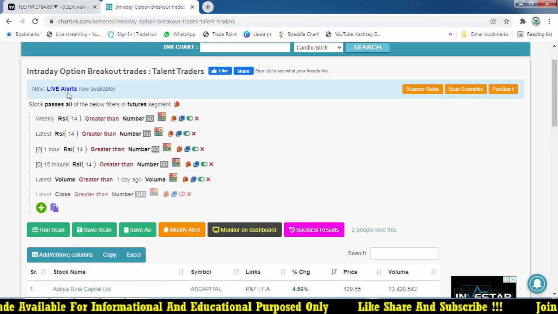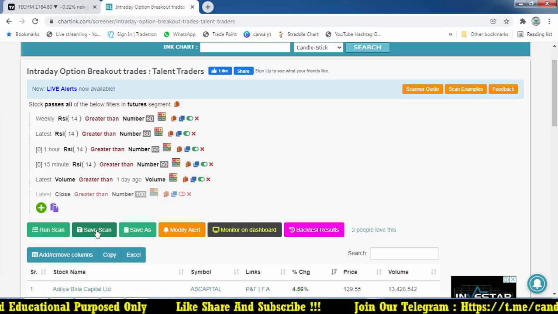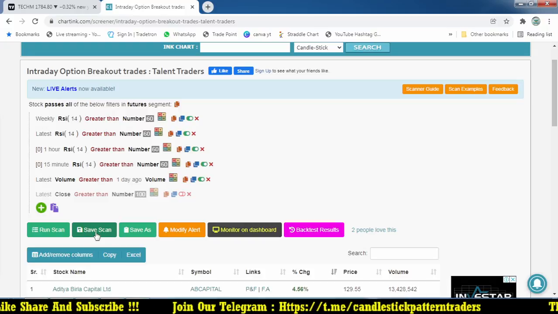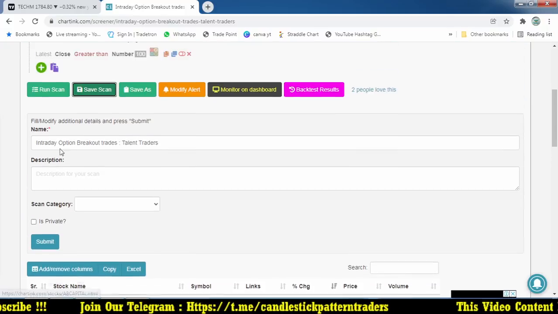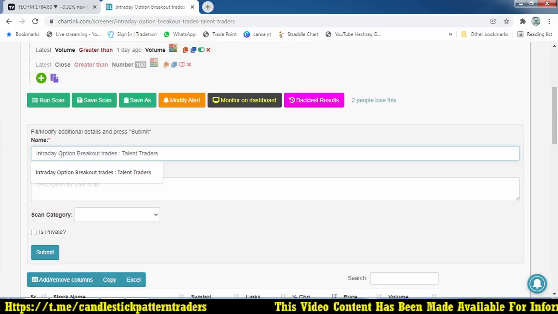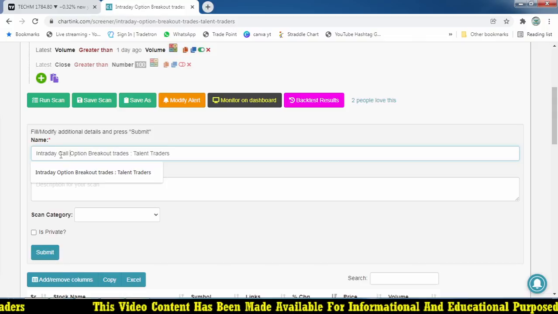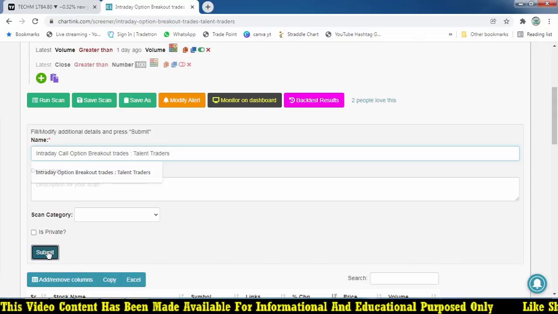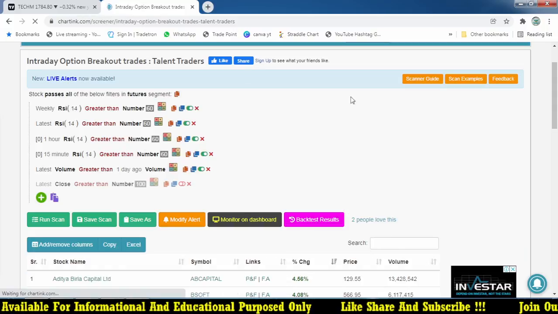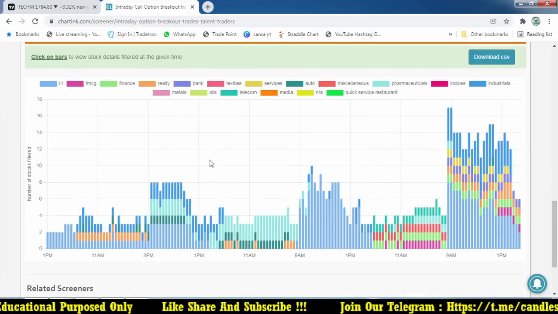First of all, we renamed the scanner, because someone was asking how to do the call option. The last scanner we made was for the put option. So this one is for intraday call option breakout, and the previous one is an intraday put option breakout. I renamed it as intraday call option breakout. Let me see the backtest first.